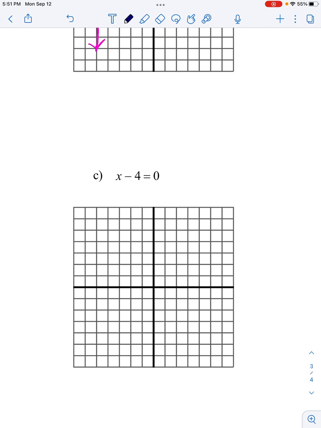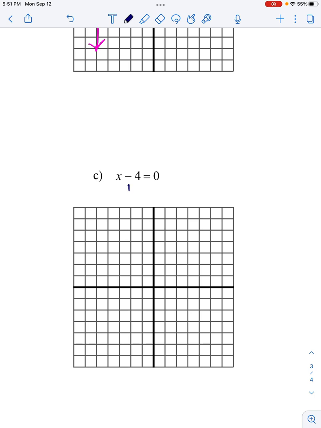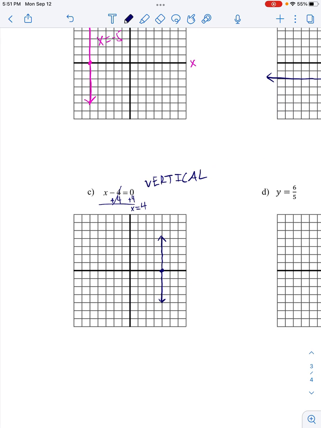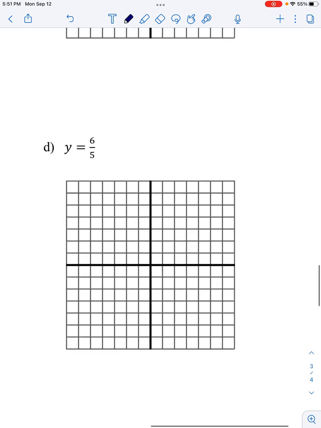Right over here, part C. x minus 4 equals 0, okay? First thing I'm going to do is get x by itself, so add 4 to both sides. x equals 4. What's this going to be? A vertical line, because it's an x equals. So I'm going to come over here to the right 4: 1, 2, 3, 4. Plot that point. Go straight up and straight down. Boom. So we got x equals 4. I should probably keep labeling my axes.